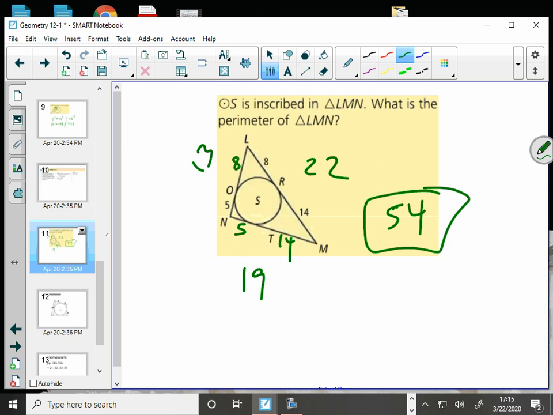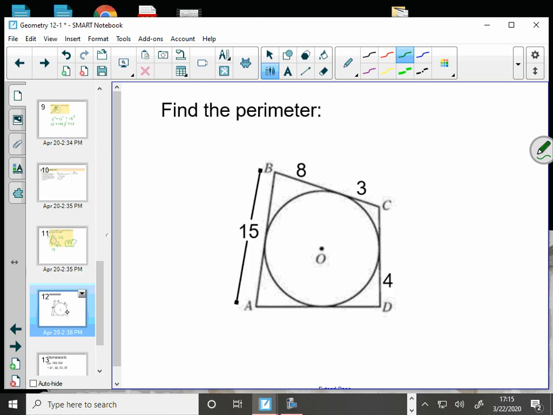Let's do one more of those problems. Let's find the perimeter if that circle is inscribed in the quadrilateral. Now, if it's inscribed, that means all the sides are tangent, which means this length and this length are the same. And so that's 8, and that's 8. If this is 3, then this is 3, and so forth. So that's 4, so this is 4. And so this is 15, and part of it is 8, so the rest of it's 7.